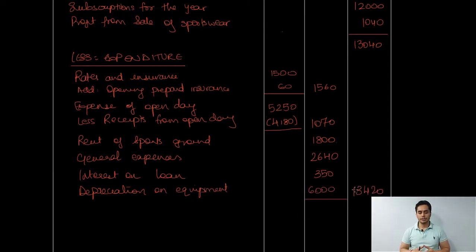The total expenditure for the club has amounted to 13,420. Compare this with the income of 13,040. You will realize that the expenditure is greater than income. This leads to a deficit for the year, the difference between the two, which will be $380.